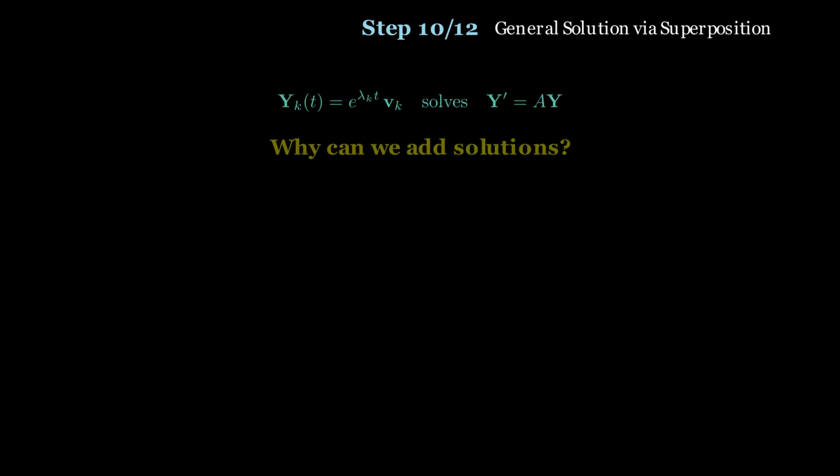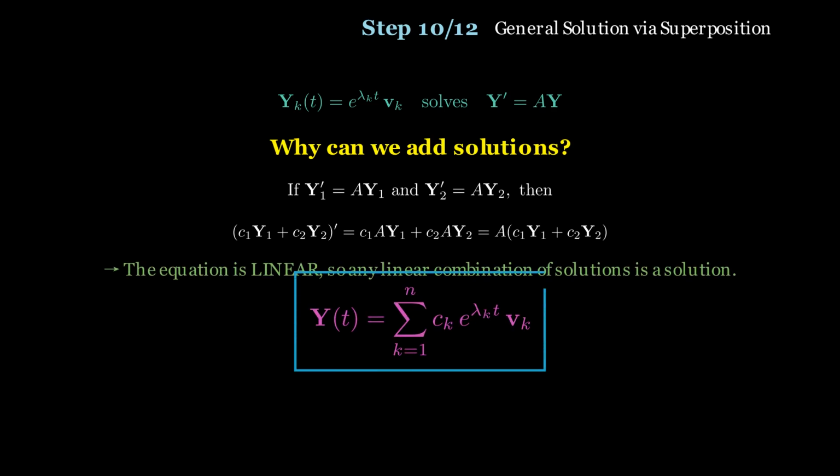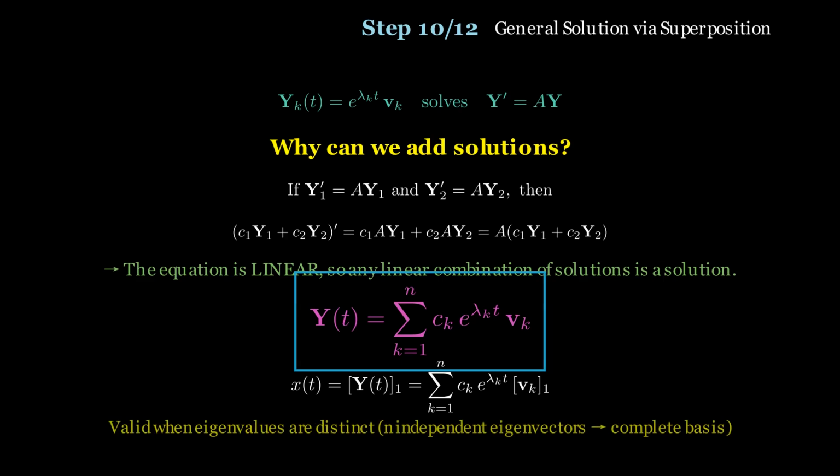Step 10. Each pair lambda k, v k gives a particular solution e to the lambda k t times v k. Because the ODE is linear, any linear combination of solutions is itself a solution. This is the superposition principle. The general solution is a sum over all n eigensolutions with arbitrary constants c k. The x component of y gives us the actual solution x of t. When the eigenvalues are distinct, we have n linearly independent eigenvectors that form a complete basis, so every initial condition can be satisfied.